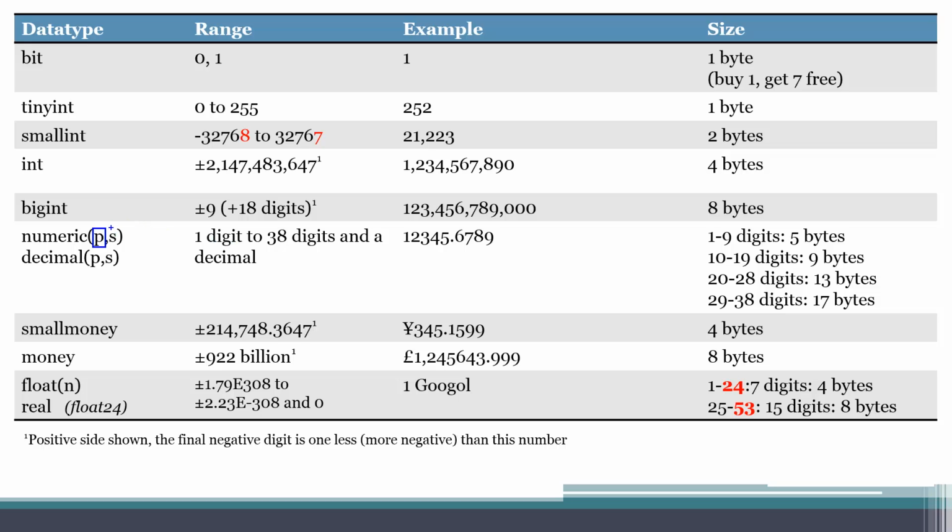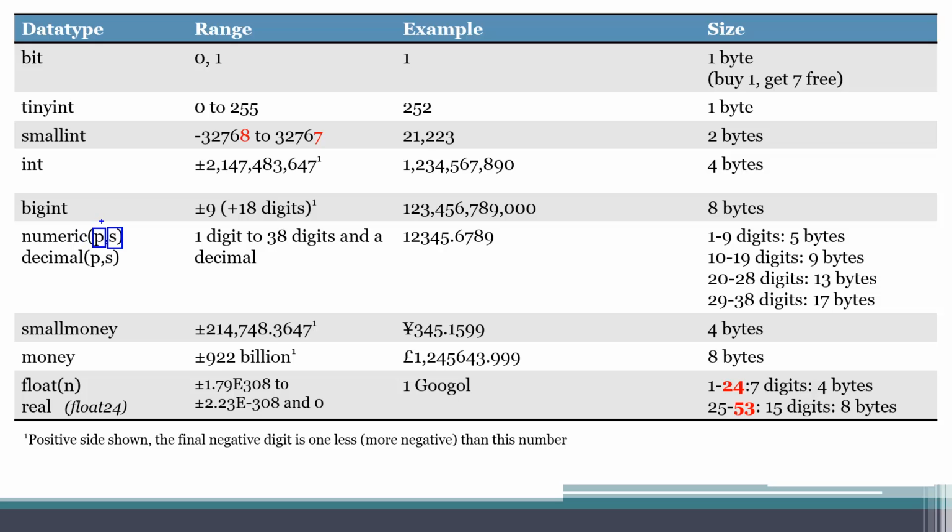The scale, the s value, determines where the decimal place goes in the number. In the example that I have here, this number has 9 digits, and there are 4 to the right of the decimal place. This is an example of a numeric 9, 4. It contains 9 digits, 4 of them to the right of the decimal place. So the precision tells it how many numbers can be stored, and the scale really just tells it, when you've got that long string of numbers, where do you put the period?